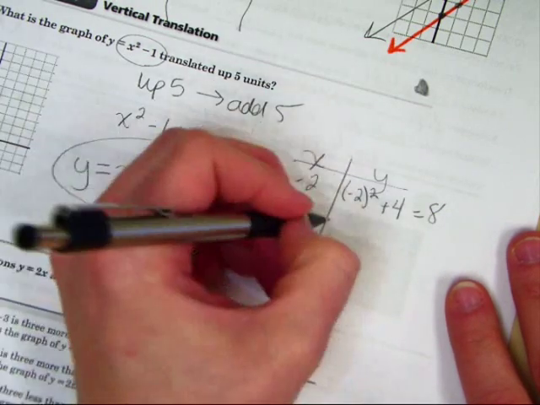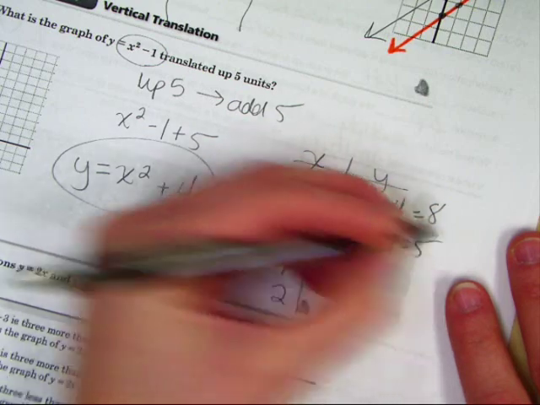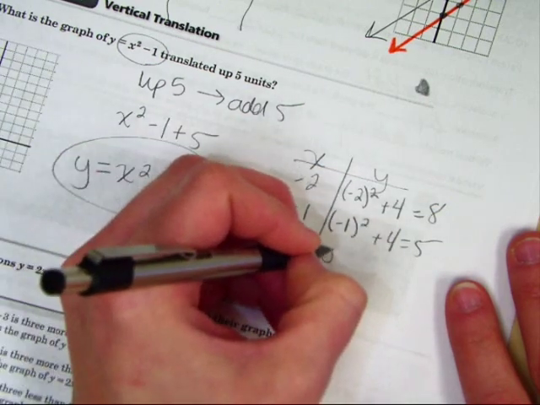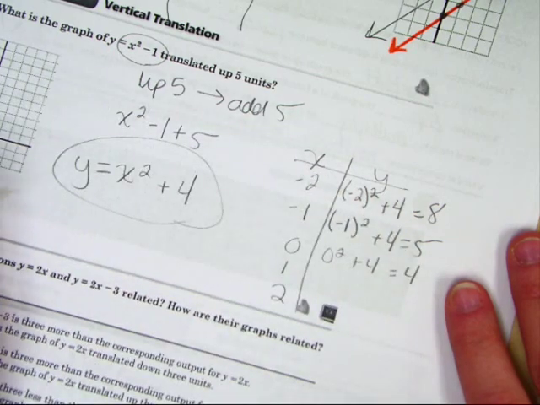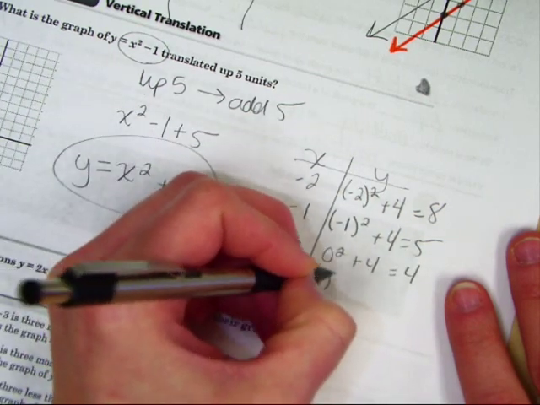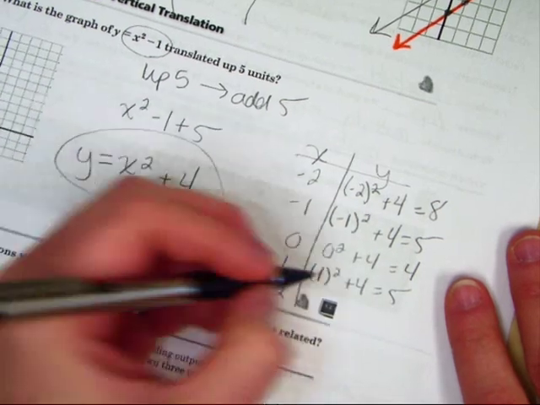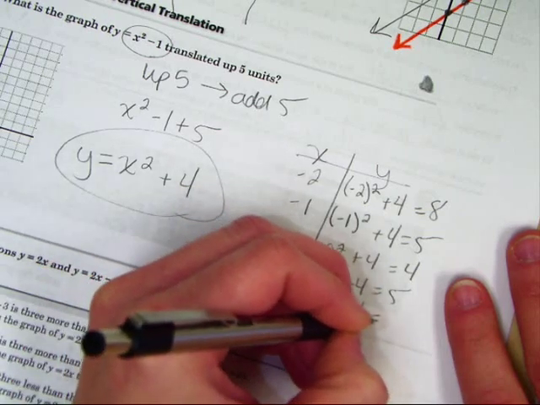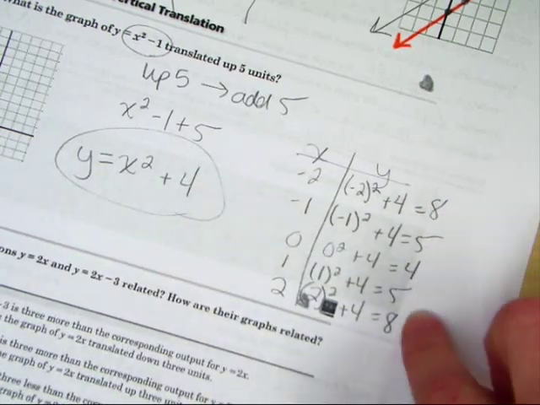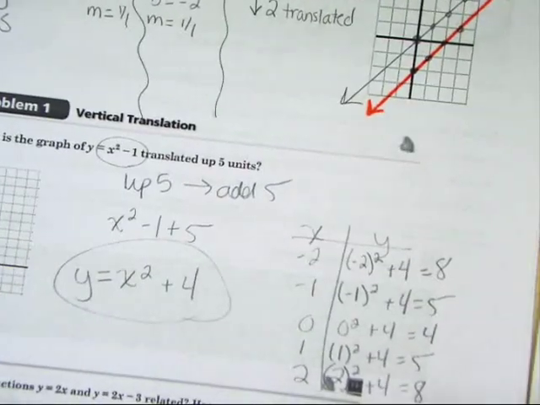And then I'll do negative 1 squared, add 4, and that will give me 5. 0 squared, add 4, gives me 4. 1 squared plus 4 gives me 5. Look at the reflection. That's what parabolas do. I don't know how well you remember them. 2 squared plus 4 gives me 8. See this perfect reflection? That should always happen.